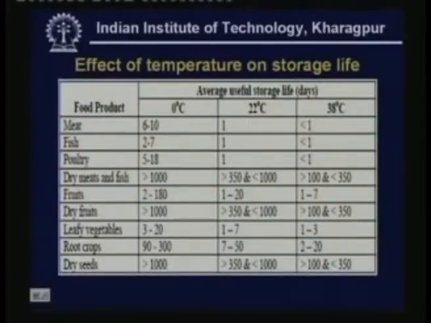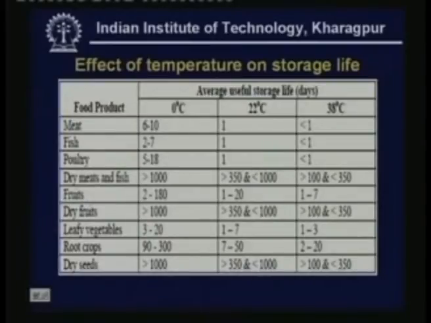Let me show the effect of temperature on storage life. This table here shows how the storage temperature affects the average useful storage life. You can see that, for example, if you are storing meat at 0 degree centigrade, then the useful storage life is 6 to 10 days. Whereas if the temperature is 22 degrees centigrade, then you can store it only for 1 day. And if the temperature is 38 degrees centigrade, the storage life is less than a day. So, you can see the dramatic change in storage life with temperature.